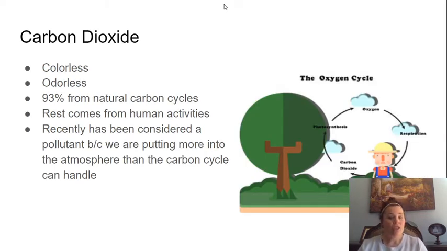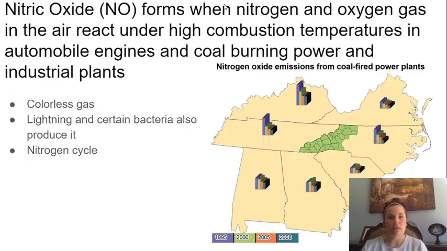Carbon dioxide is good, right? It's a byproduct. It helps with photosynthesis, which hopefully we all remember. This would be a part of our biogeochemical cycles. We produce carbon dioxide. It is also colorless and odorless. And 93% is from natural carbon cycles. The rest comes from human activities. It recently has been considered a pollutant because we were putting more in the atmosphere than the carbon cycle can handle. So remember, inputs, throughputs, outputs, right? As far as carbon dioxide, carbon monoxide, all of that is with our carbon cycle.